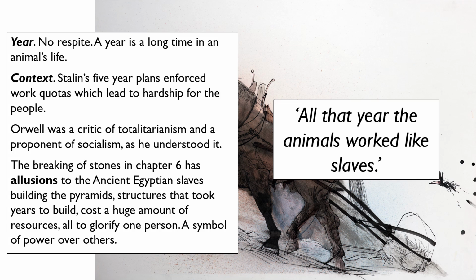Finally, the breaking of the stones in chapter 6 has some allusions to the ancient Egyptian slaves who built the pyramids, structures that took years to build, that cost huge amounts of resources, and they were really just there to glorify one person. So they were a symbol of power and decadence over others. And the animals being slaves here and the windmill starts to feel very much like it's about that, particularly when Napoleon chooses to name the windmill the Napoleon windmill.